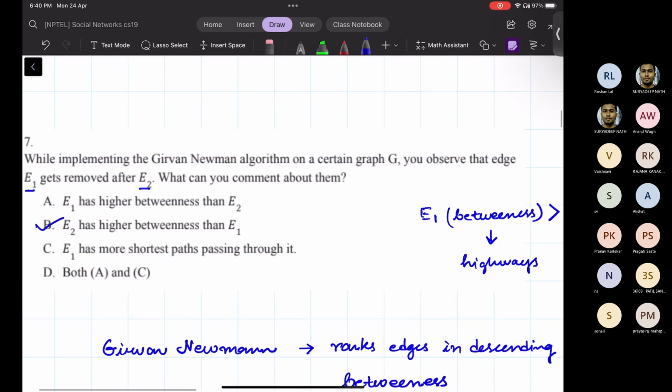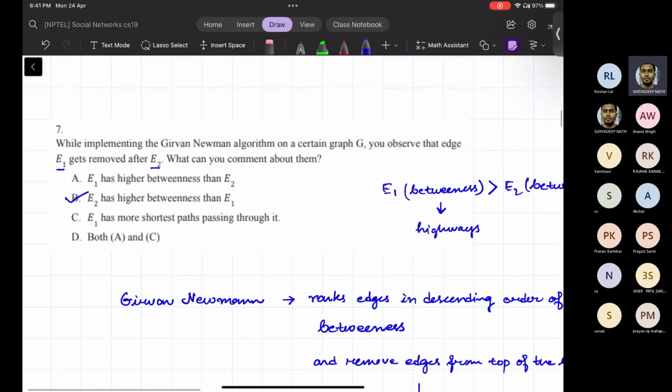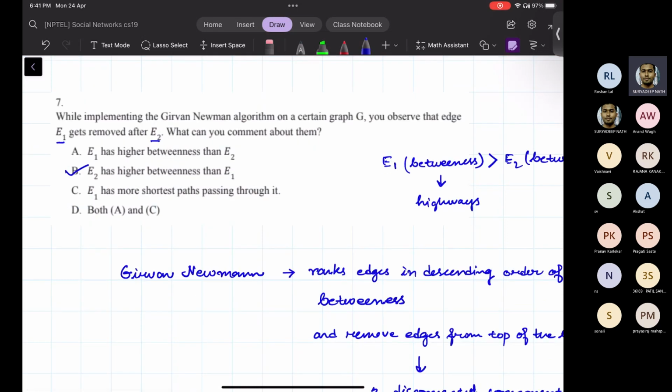The edge with the highest betweenness gets removed first, and the shortest paths must be passing through it. So first you remove E2. When you execute this algorithm, you find the betweenness of all the edges, and then you remove the edge with the highest betweenness. So if E2 is removed first, then E2 must be higher in the list compared to E1. Therefore, E2 has higher betweenness than E1.